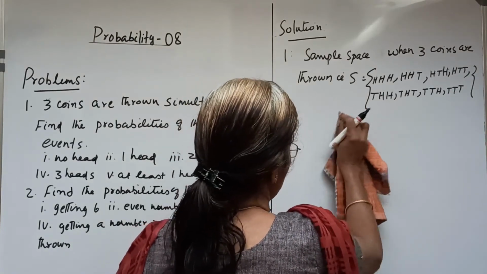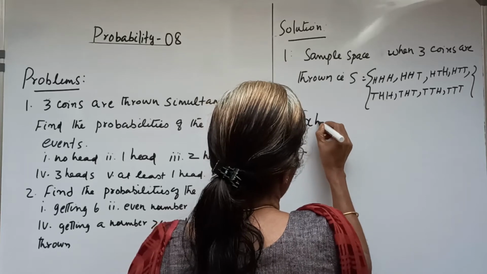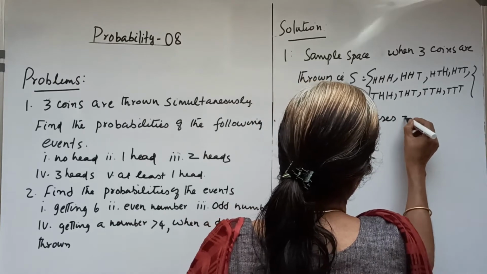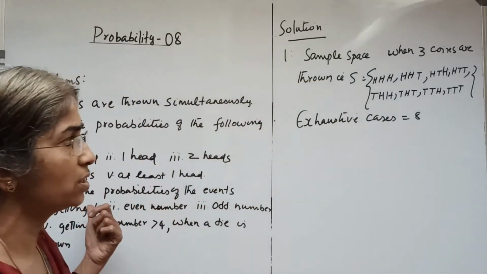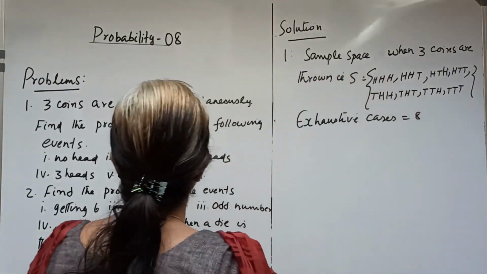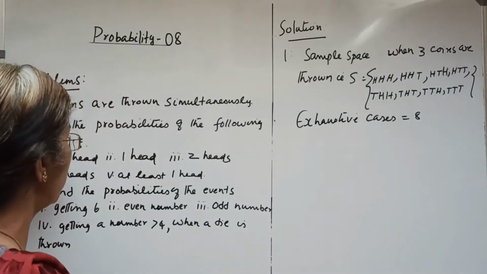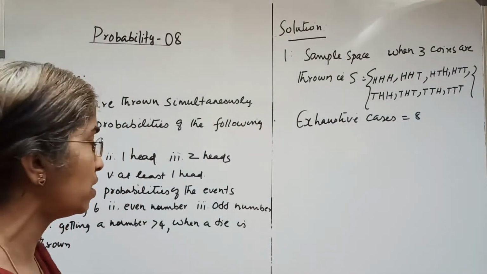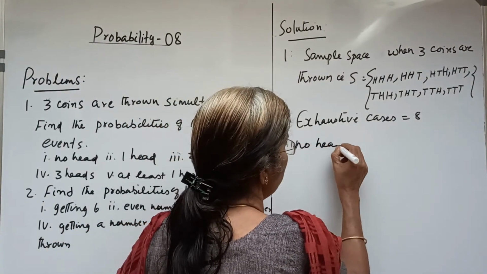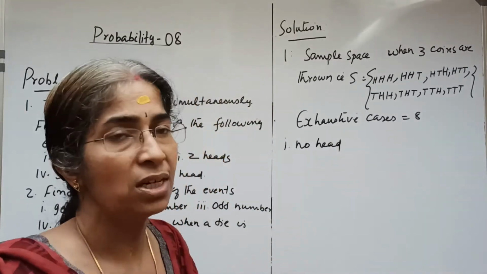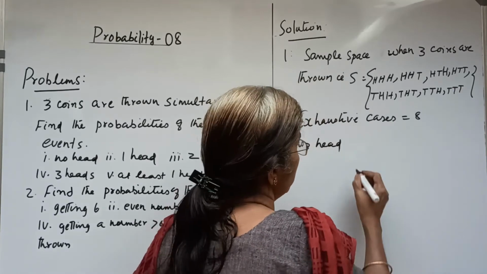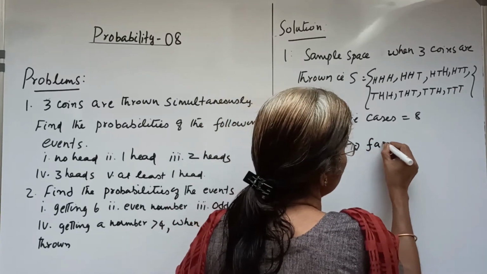So we have 8 outcomes in the sample space, which are the exhaustive cases. Exhaustive cases equal to 8. For any event, exhaustive cases remain the same, which is the total number of outcomes in the sample space. Now we consider these events one by one, and we write the favorable cases. So what about getting no head? No head means all the 3 are tails. So this is the outcome TTT, and hence favorable cases equal to 1.